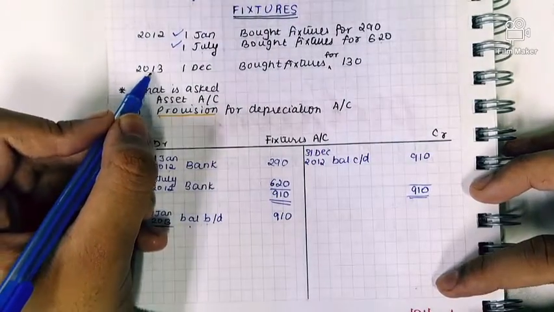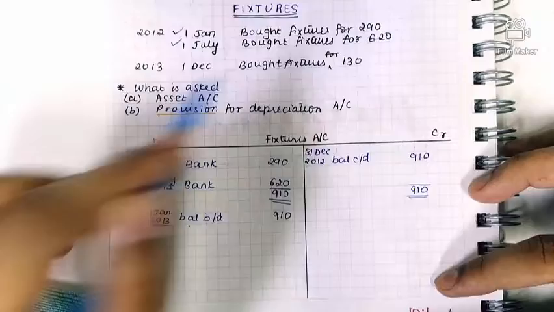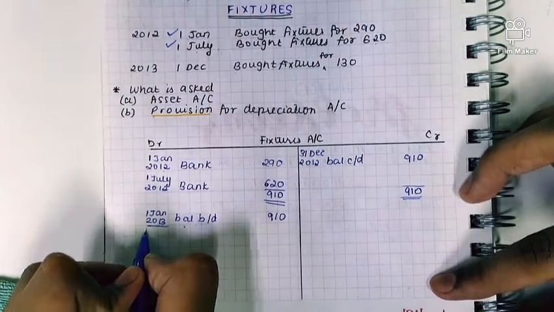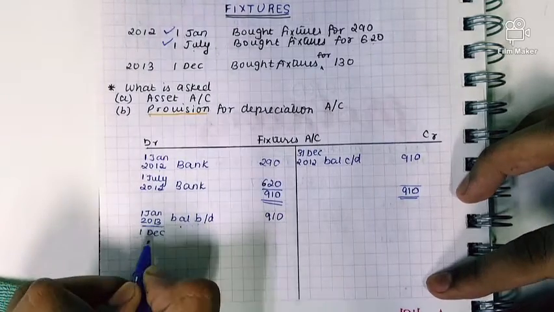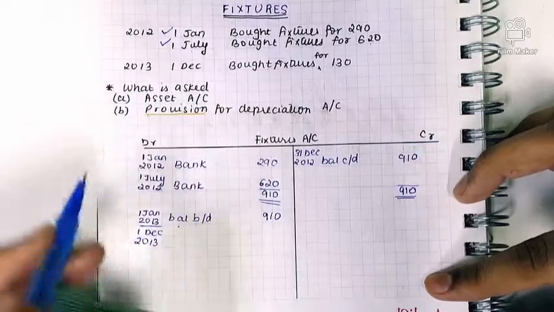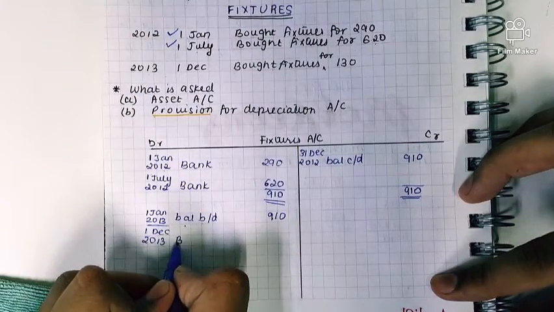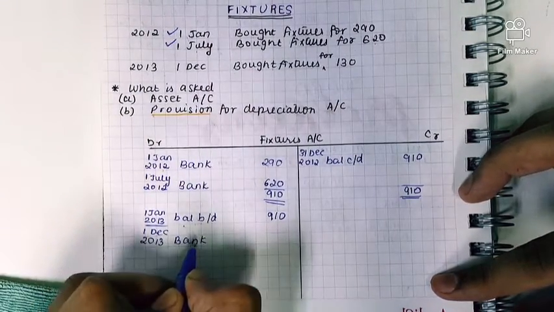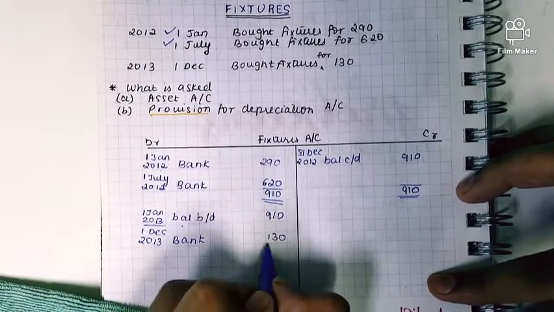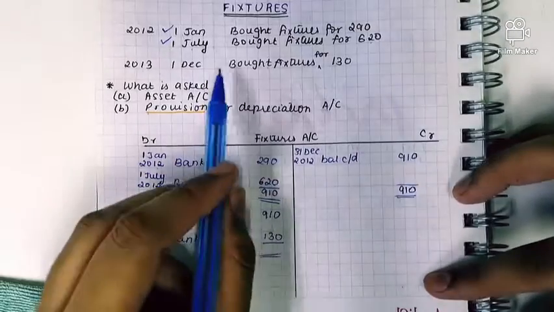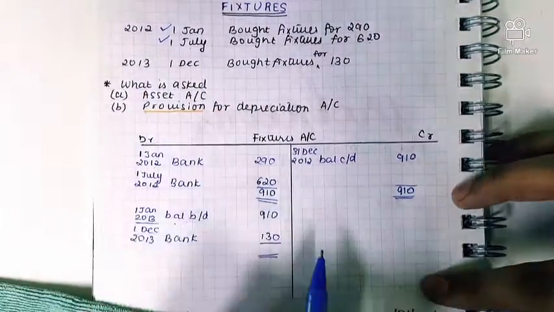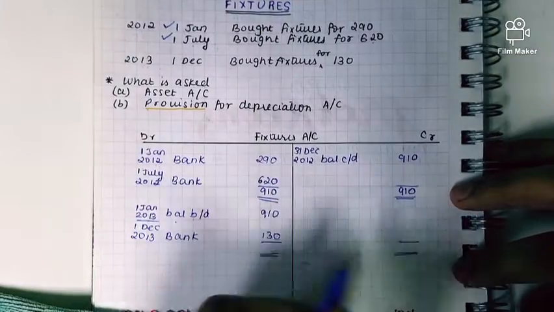Moving on to 2013. Bought fixtures for 130. Same as we did before. Write down the date, 1st December 2013. I'm just writing the date from here. And then bank 130. Now we're going to balance this again. There's no other fixtures bought in this year. There's only one, so we don't need to worry about another entry.